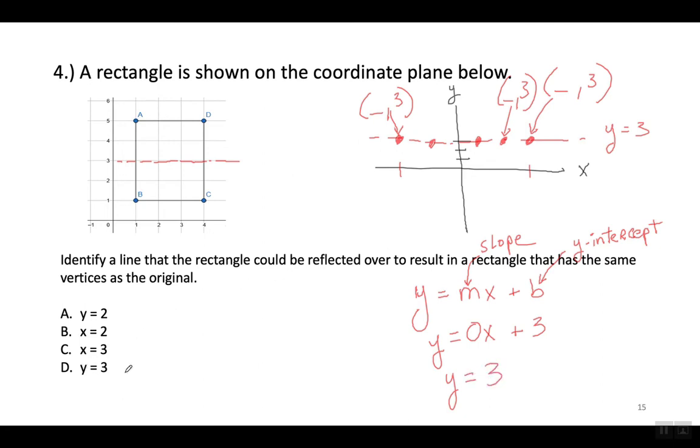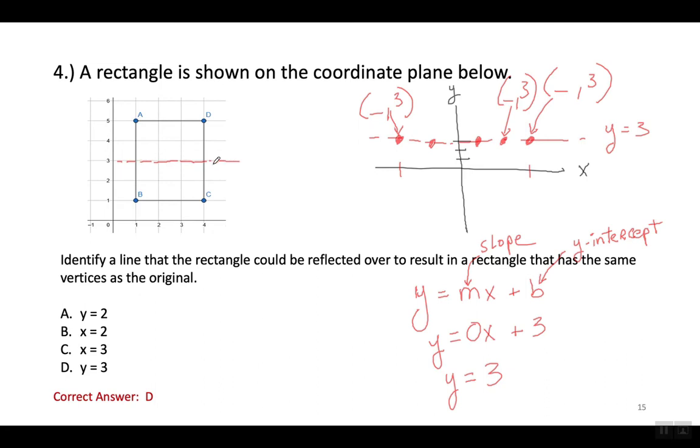Okay, so in this particular question, the answer is D, y equals 3. Now listen, just because in this particular example I drew a horizontal line to reflect it, doesn't mean it's going to be necessarily like that on the exam. Maybe it'll be like this, or maybe it'll be a vertical line. Be prepared for both.